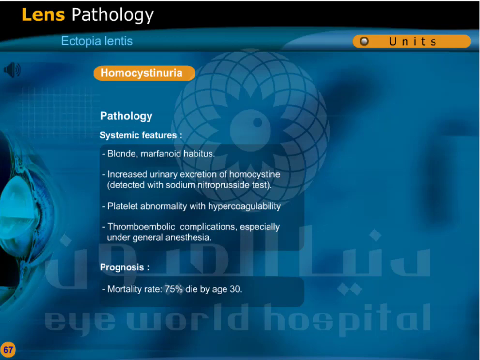Platelet abnormality with hypercoagulability. Thromboembolic complications, especially under general anesthesia. The mortality rate: 75% die by the age of 30.